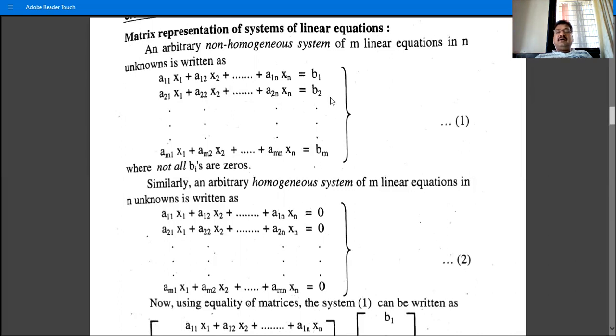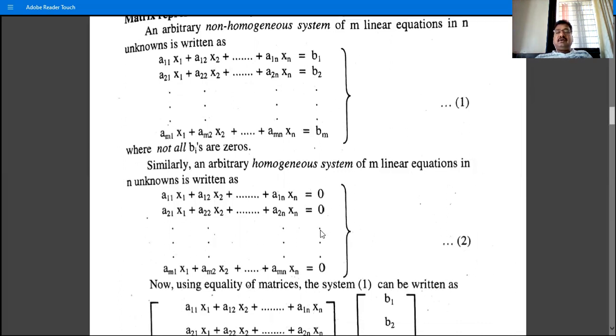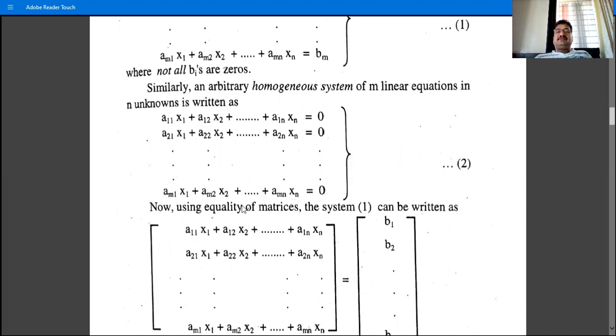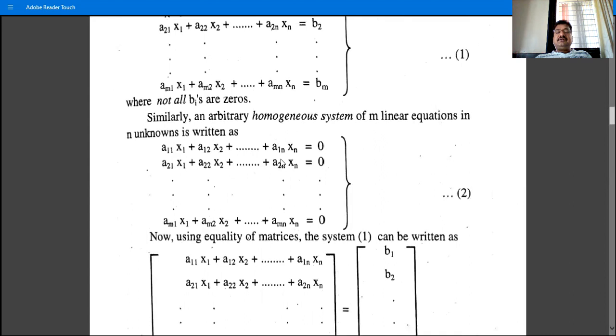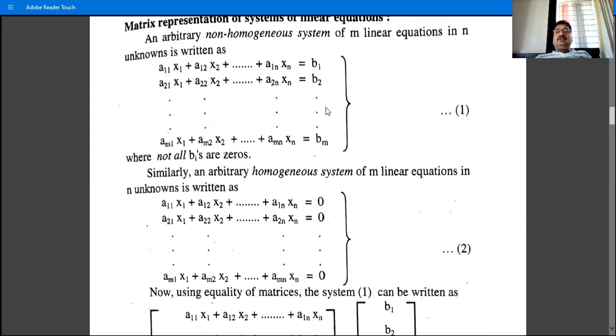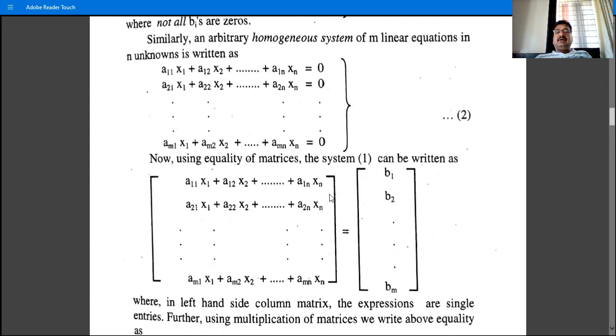If B1, B2, Bm are all 0, then the system is called a homogeneous system. So this is the homogeneous system, and this is the non-homogeneous system. When all these B1, B2, Bm are 0, then the system is called a homogeneous system.